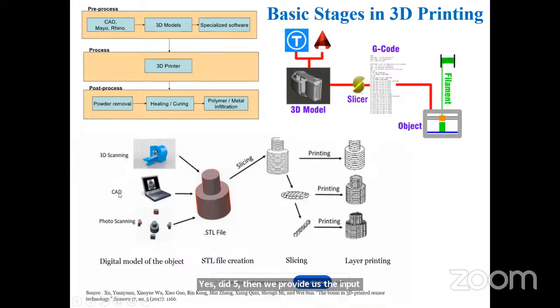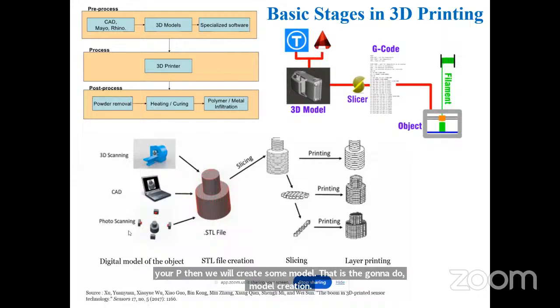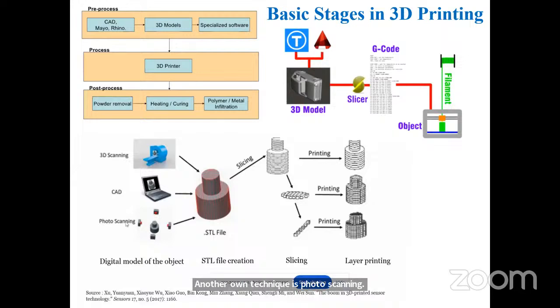The second one is going directly with software like Creo or Fusion 360 or CATIA, then we create the model. That is the direct 3D model creation. Another technique is photo scanning, in which we have 3D scanners or photo scanners. It will take the 360-degree scan of the entire product. We call this the reverse engineering technique, in which we convert it into the STL file.